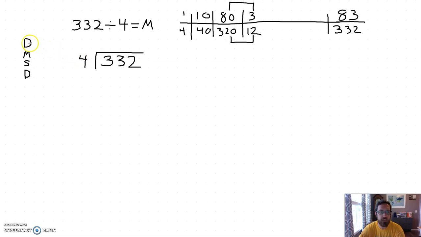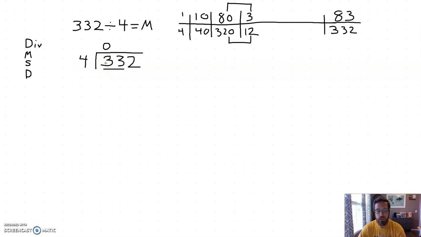The first thing I need to do is the D here stands for divide. I need to divide. Can a 4 go into a 3? No, so I have to put a place value here, and then I'm looking at the first 2 digits. So 4 times what gets me closest to 33 without going over? Well, 4 times 8 is 32, and this also is where you need to know your basic math facts to make division a lot easier on yourself too. So now I divided, so I can check that.